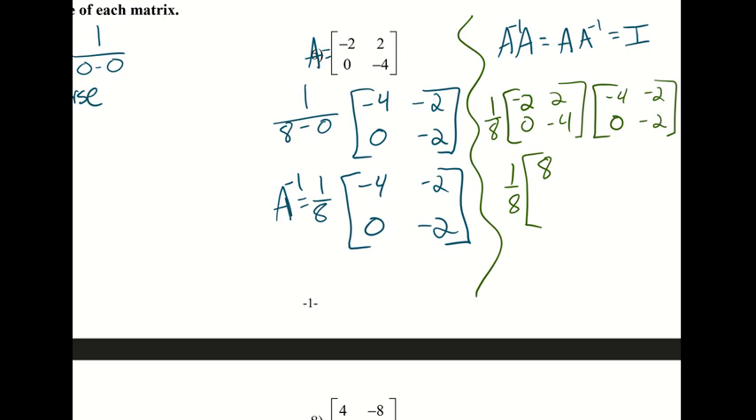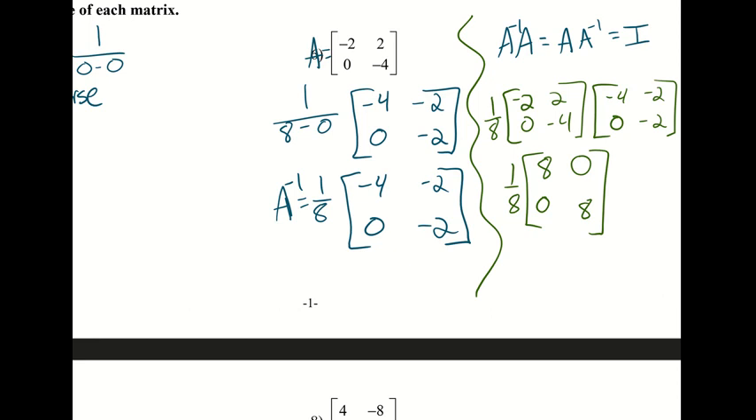Next, row by column. So we've got negative 2 times negative 2. So we've got 4 plus negative 4, so 0. Then our second row, first column. So we've got 0 times negative 4 plus 0 times negative 4. And then our second row, second column, we multiply row by column. So 0 times negative 2 plus negative 4 times negative 2. Then we multiply by 1/8.